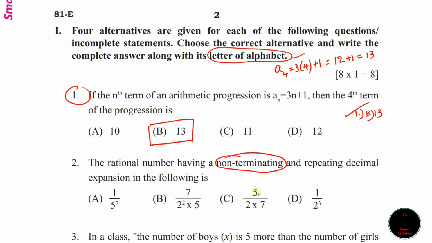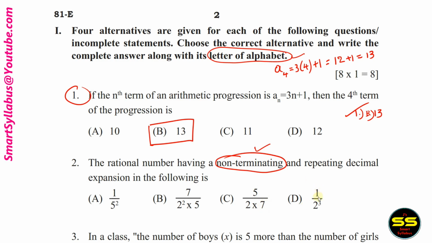Now coming to option C. In the numerator we have 5, so we are not going to bother about the numerator. We just have to focus on the denominator. As you can see, the denominator has 2, but along with that 7 is there. It means if any number other than 2 and 5 comes in the denominator, then definitely that number is a non-terminating number. So in this way, without any calculation, with just a brief idea, we can find the solution.